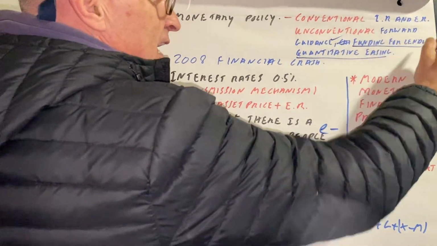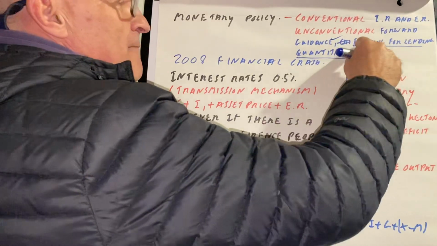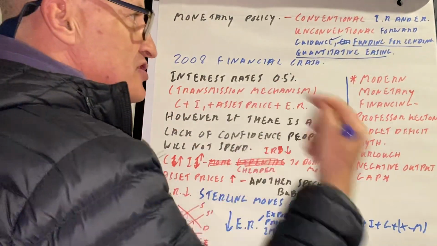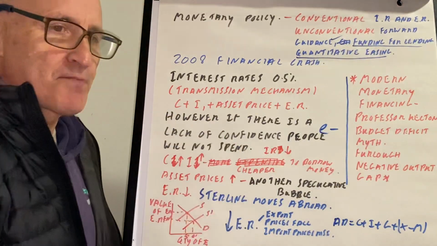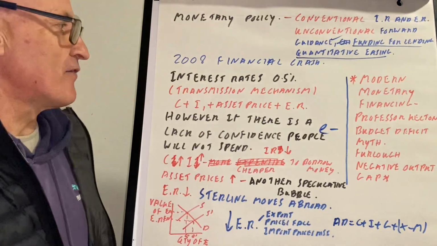The funding for lending is to force banks to lend to the real economy, whereby if a business comes along, the business will be offered a low rate of interest, they're more likely to take out the loan, but if the loan goes bad, then the bank will be able to claim the money off the Bank of England.